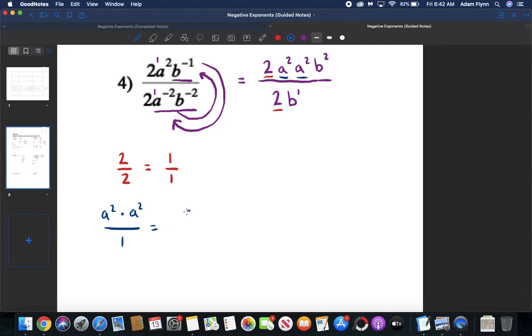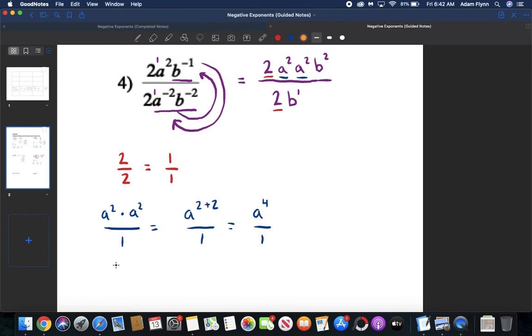So I know I can simplify this by adding the exponents together, keeping my 1 down below. And 2 plus 2, of course, is 4. So for my a's, I've got a to the 4th all over 1. Almost there. Got to take care of my b's now.